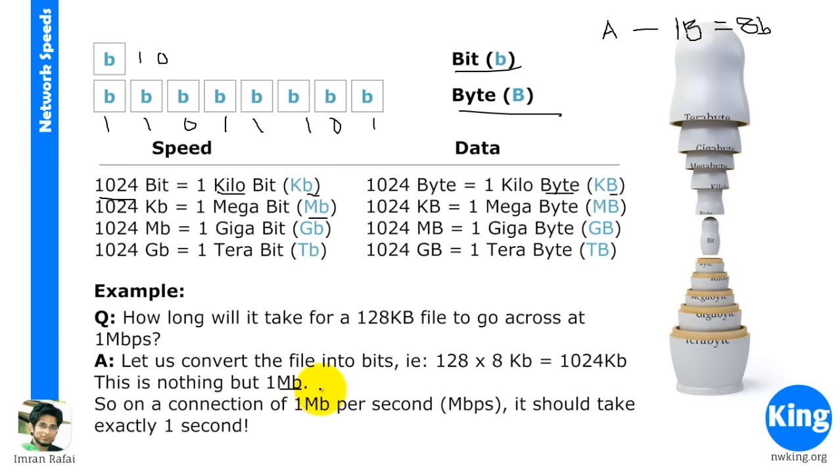1 megabit. What's the speed? It says 1 megabit per second is the speed of our connection. So on a connection of 1 Mbps, a 1 megabit file will take exactly 1 second. So that's what speed is. So understand this, the difference between speed and data, the difference between bit and byte. If you can understand the difference between bit and byte, the whole process of understanding further videos is going to be very, very easy.